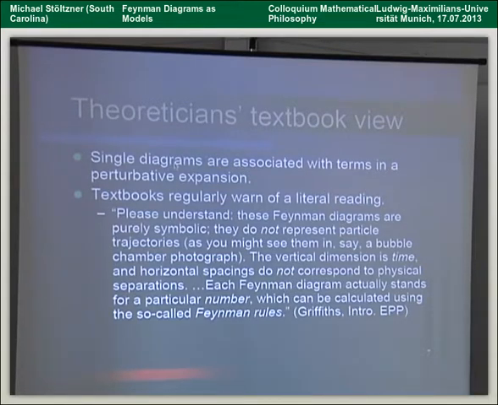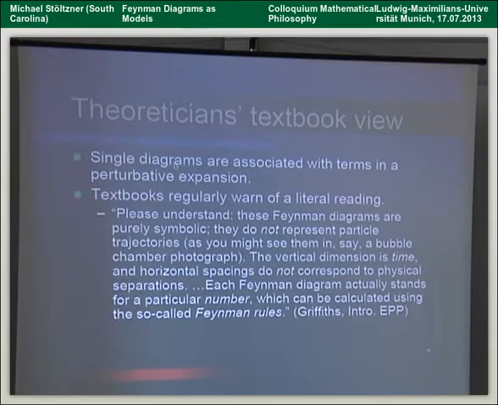Each Feynman diagram actually stands for a particular number, which can be calculated using the so-called Feynman rules. So the experimentalists talk in terms of processes, which seem to be a black box, and the theoreticians also black box everything, and they exchange numbers, etc. But if you look into the fine print, there's a lot that's pictorial: time, space, like a Minkowski diagram, and the physicists use it for processes.